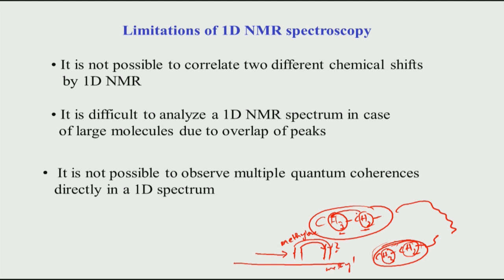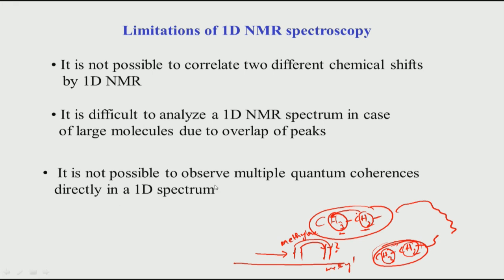So, there is a lot of degeneracy. Degeneracy is the word used for saying that there is an overlap of peaks. So, to resolve those degeneracies or those overlaps, we need to go to 2D NMR. And a third aspect is a more technical point.